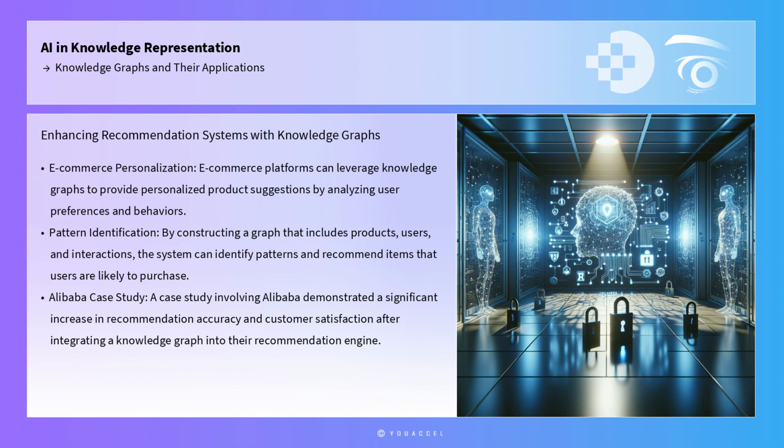In practical applications, knowledge graphs excel in enhancing recommendation systems. For instance, e-commerce platforms can leverage knowledge graphs to provide personalized product suggestions by analyzing user preferences and behaviors. By constructing a graph that includes products, users, and interactions, the system can identify patterns and recommend items that users are likely to purchase. A case study involving Alibaba demonstrated a significant increase in recommendation accuracy and customer satisfaction after integrating a knowledge graph into their recommendation engine.